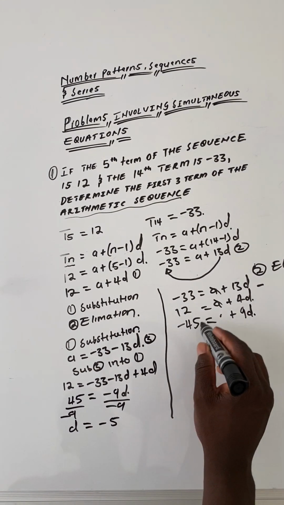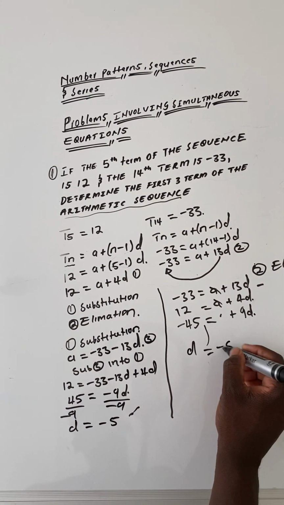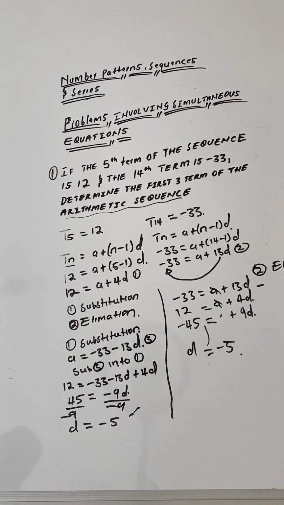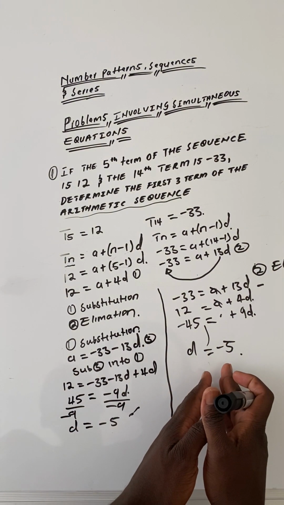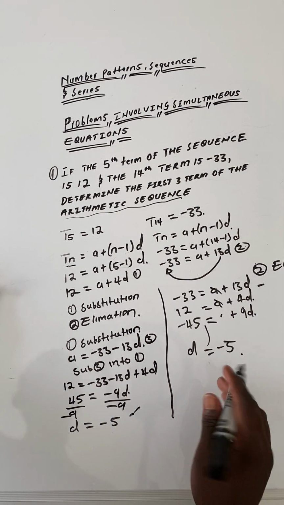So you can see that we are coming back to what we have here. So d would be equal to -5, right? So that's as simple as how you solve these things, simultaneous equations. So okay, we are happy we got d being equal to -5, but we still haven't answered the question, right? So now what would be a?